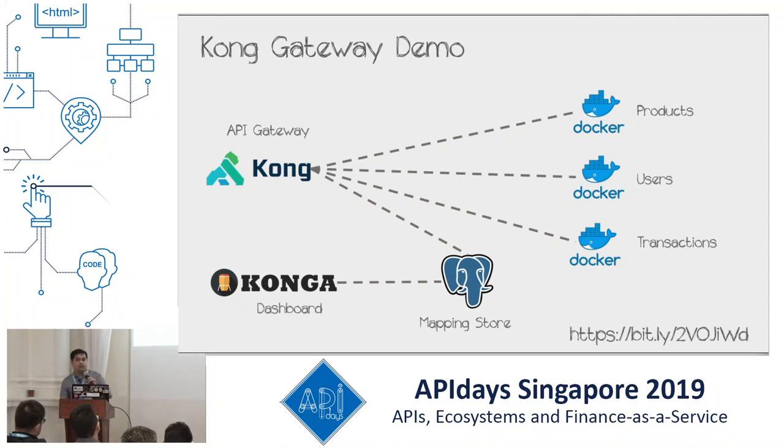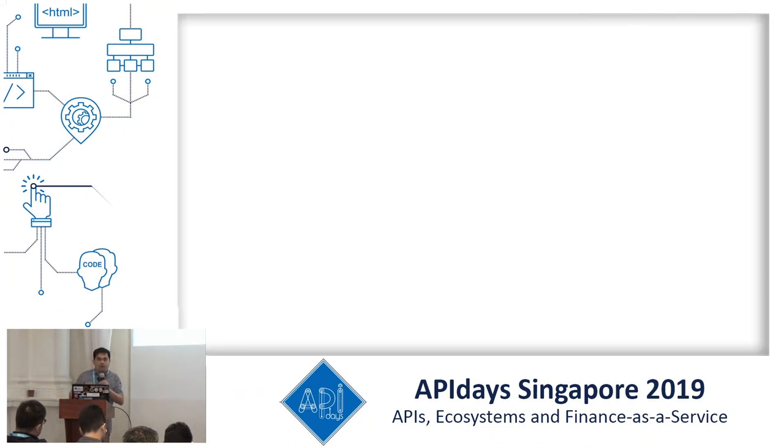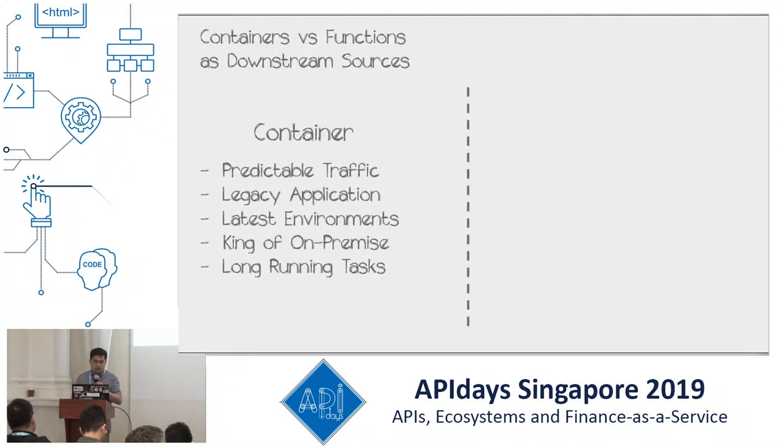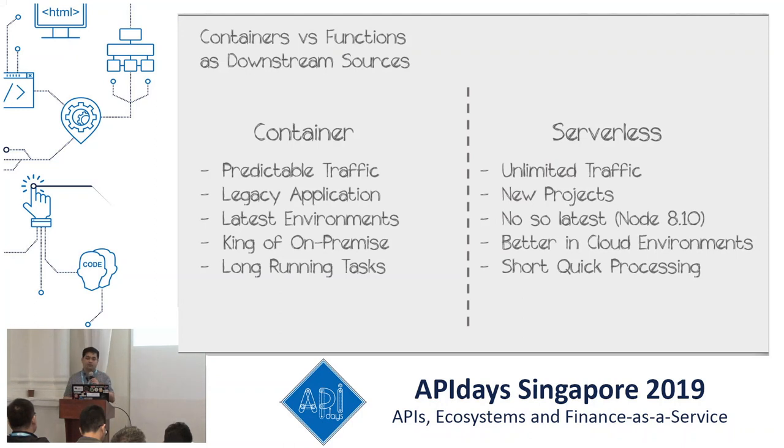So another question that comes in whenever working with API gateways is when do I want to work with containers and functions in my production system? Basically, I think the difference between them is associated with the traffic that you want to handle. Serverless is better at handling unpredictable traffic because you only pay for what you need. And if you're handling a lot of HTTP traffic, it is easily scalable because you don't need to worry about provisioning your EC2 instances. And then I think that containers are also good for managing legacy applications.